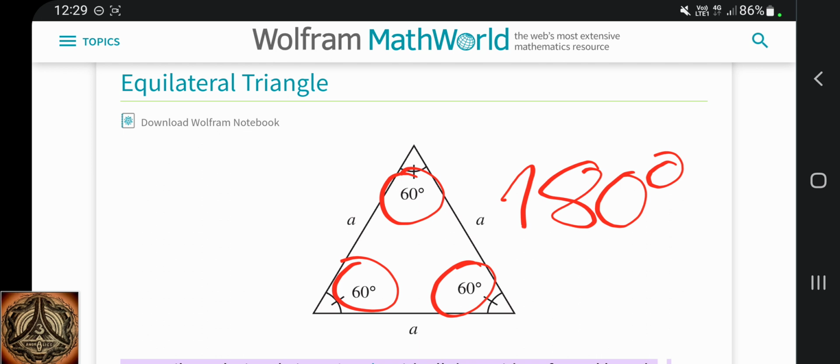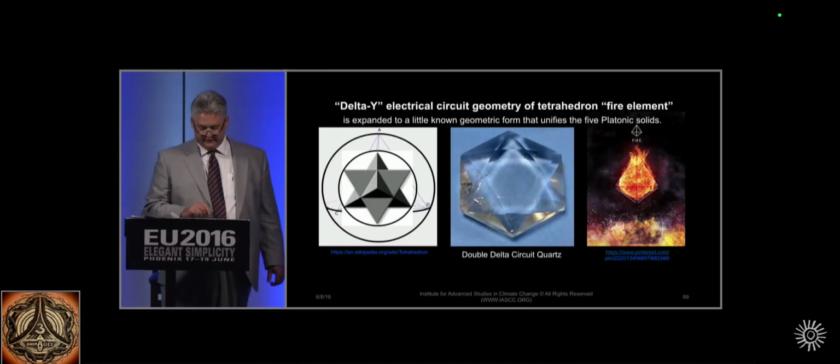How does this relate to plasma? He can explain it probably much better than I do. That's just a screenshot. Bruce Leybourne. Delta Y electrical circuit geometry of tetrahedron fire elements. So 60, 60, 60, 180 degrees. Fire element in a crystal.